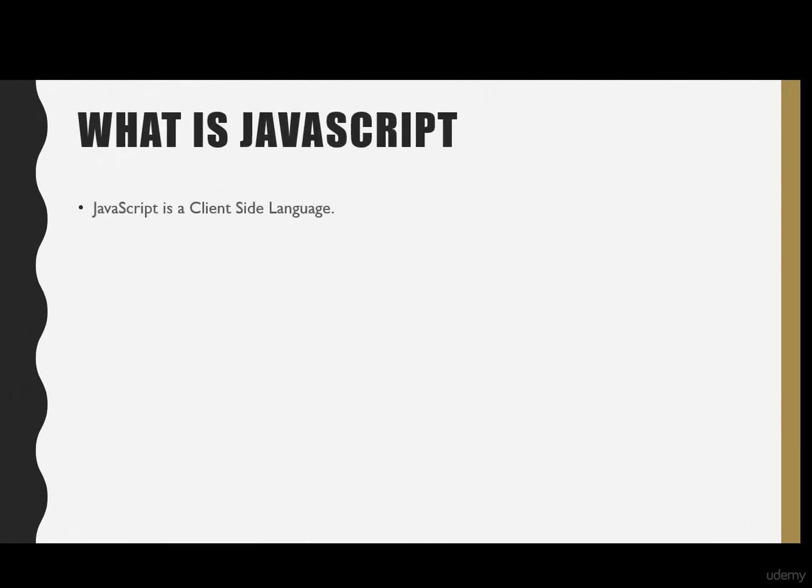JavaScript is a client-side language. It's not a server-side language. There are two kinds of languages, the server-side language and the client-side language. JavaScript is a client-side language. The best example of a server-side language is PHP. I'm not going to talk about PHP right now. We will be talking about PHP later on. Then we will be learning the server-side language too.